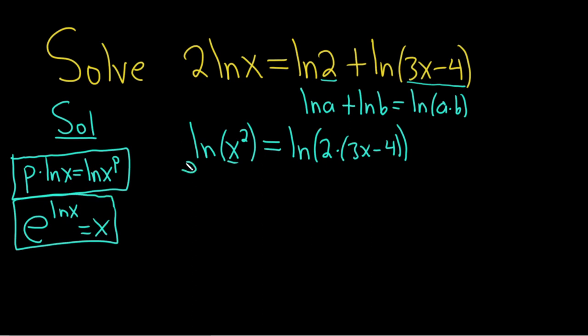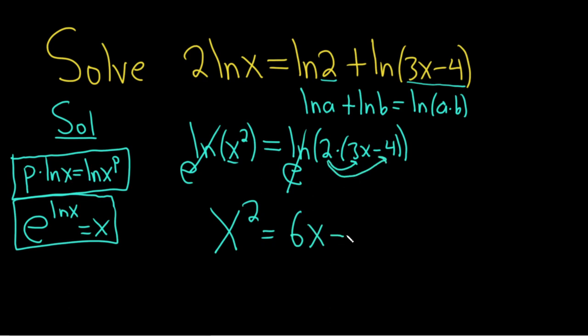So here we'll put an e, here we'll put an e. These go away, right? That's our x. So we have x squared equals, these go away. Let's go ahead and distribute. 2 times 3x is 6x. 2 times negative 4 is negative 8.